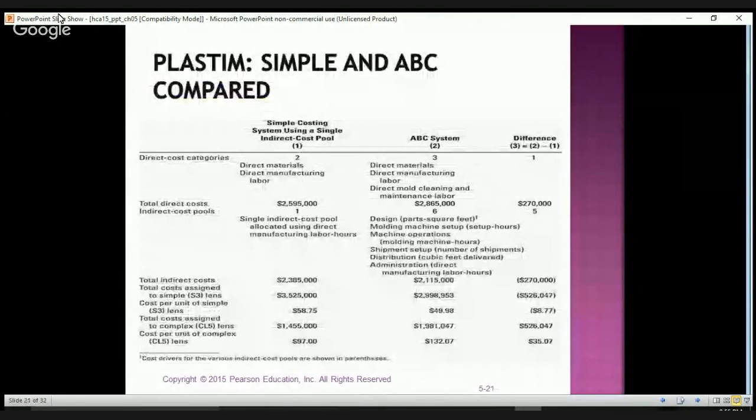The comparison shows that we have been overcosting the S3 lens by $8.77 per unit, and we've been undercosting the CL5 lens by $35. So as you can see, this is a huge impact. We can lower the price on the S3 unit, and we could raise the price on the CL5 unit.